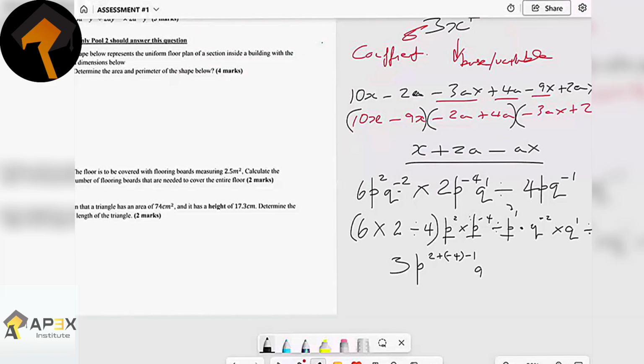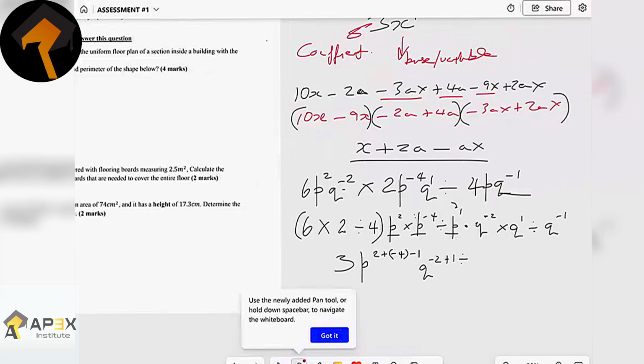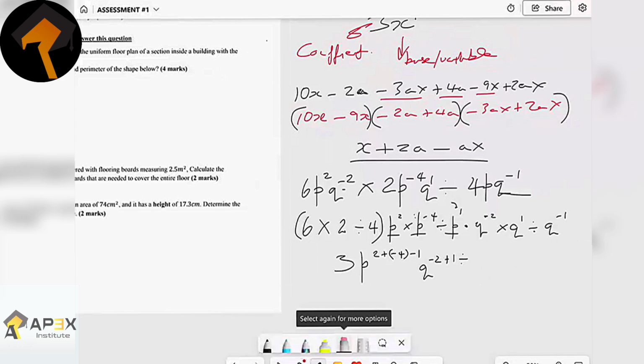Okay, and then we're going to have q then. Then we're going to have q to the minus 2, the first power. The first powers, you're adding powers. So that's 2 plus 1. And then the last one, we're going to be dividing. Because we're dividing, we're going to subtract the third power, which is subtracting negative 1.